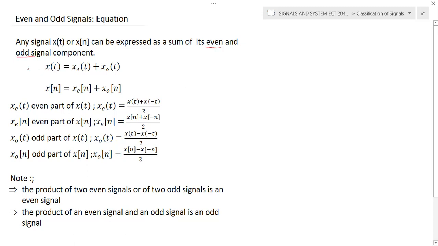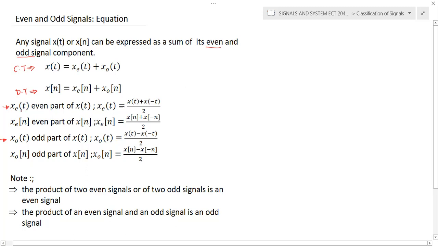Mathematically, for a continuous time signal, any signal x of t can be written as its even component, that is xe of t, the even part of x of t, plus xo of t, which is known as the odd component of the signal x of t. You can remember this particular point. Any signal x of n can be written as its even component and odd component. The even component is represented as xe of n, and the odd component is written as xo of n.